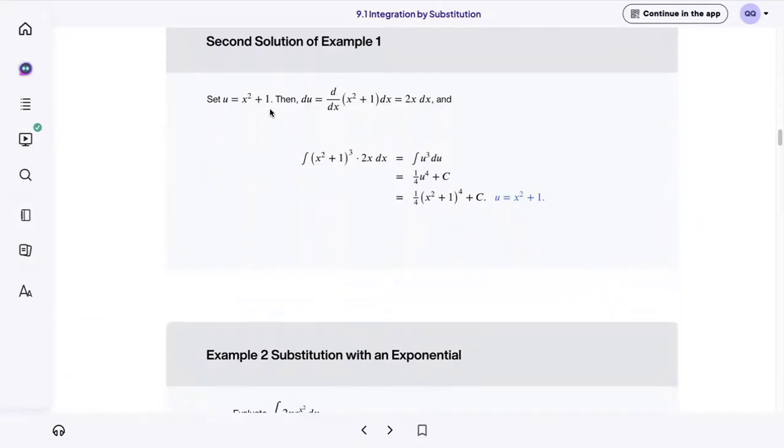Let's see this example. Oh, this is example 1. Right? Example 1 is this. So we let u be x squared plus 1. Then du, right, we differentiate both sides. So take a derivative of x squared plus 1. So du equals this. We take a derivative of this. Then we can rewrite this as 2x dx.